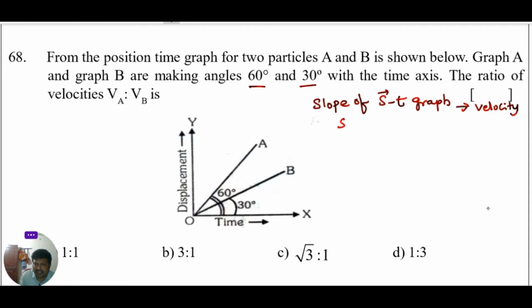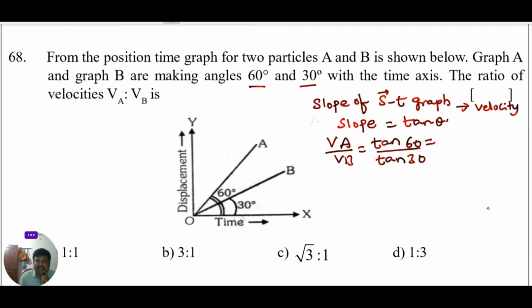And already we know very well, slope is equal to tan theta. So from this, velocity of A by velocity of B is equal to tan 60 by tan 30 degrees, since A is making 60 degrees with the time axis. Already we know very well the tan 60 value. Tan 60 is sin 60 by cos 60, that is root 3 by 2 over 1 by 2, the 1 by 2 gets cancelled. So tan 60 value is root 3.